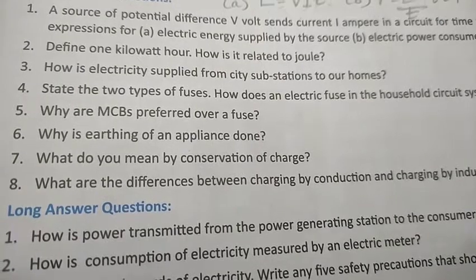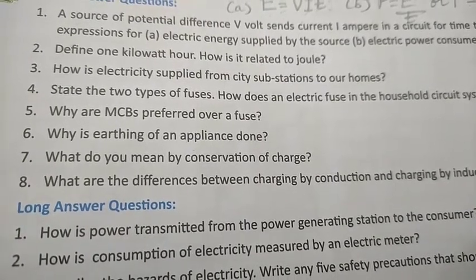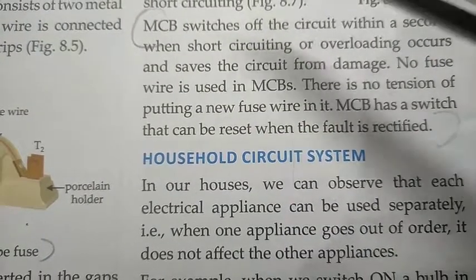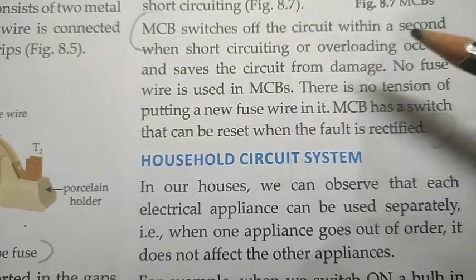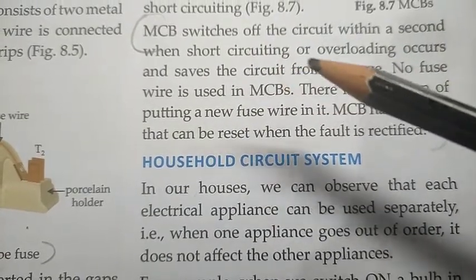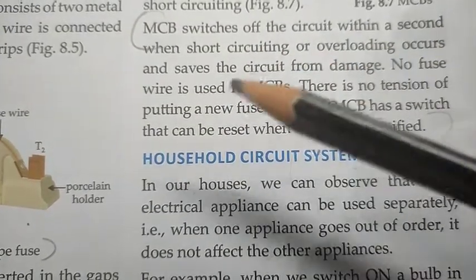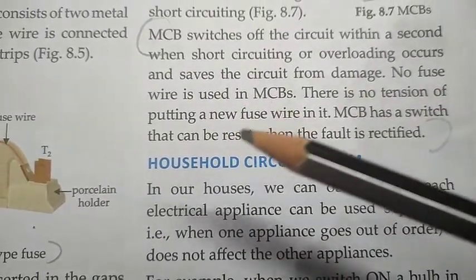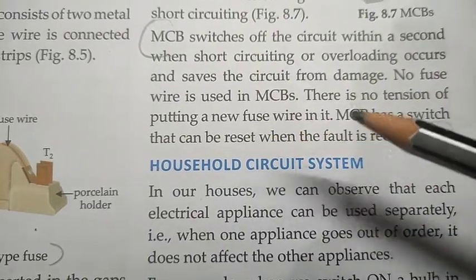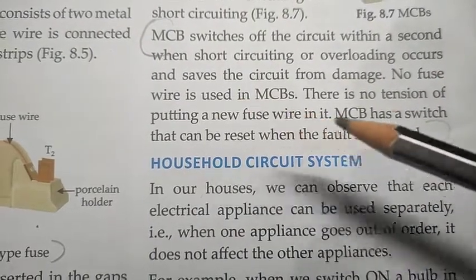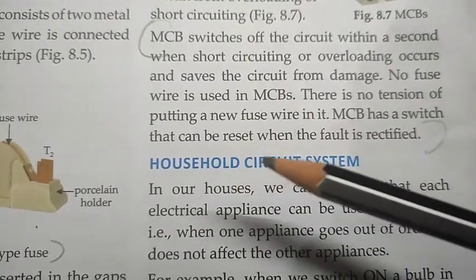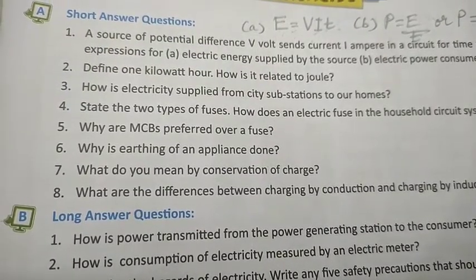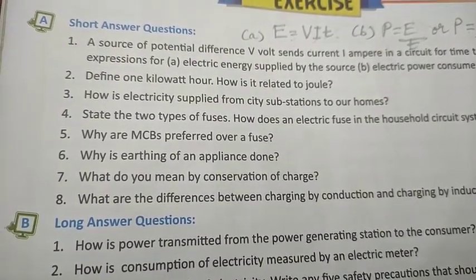Now question number 5 is why are MCBs preferred over a fuse? MCBs are preferred over fuse because MCB switches off the circuit within a second whenever there is short circuiting or overloading, and it saves the circuit from damage, and there is no tension of putting a new fuse wire in it. As no fuse wire is used in MCBs, it has only a switch that can be reset when the fault is rectified.